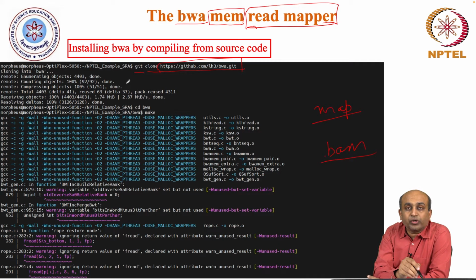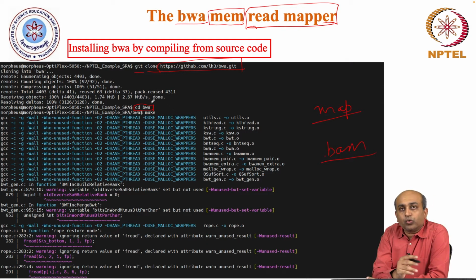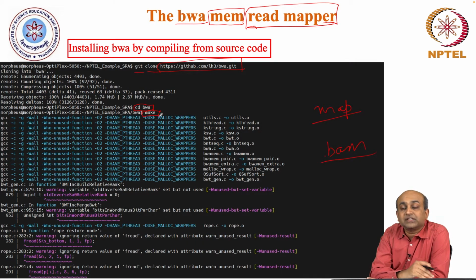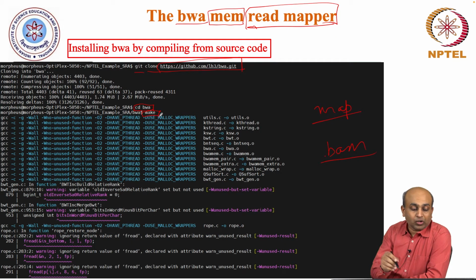So once you have cloned it to your system, you change your directory to the folder where this repository has been downloaded. Once you go into that folder, you just have to type one command, that is the make command. What the make command is doing is taking all this source code and compiling it into binaries. So it will run all these different steps.